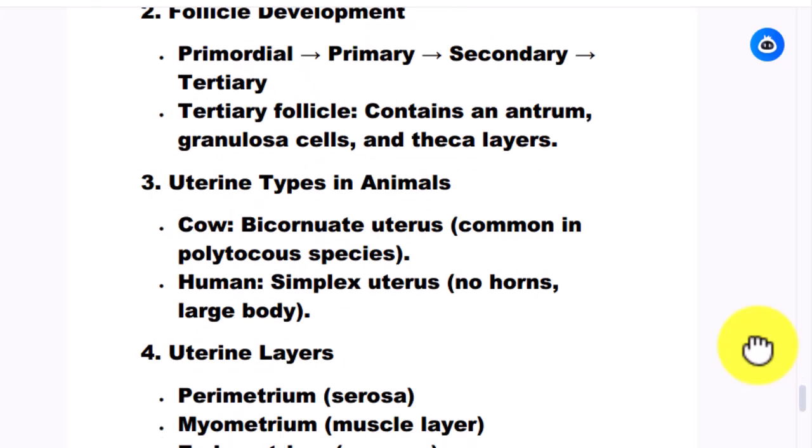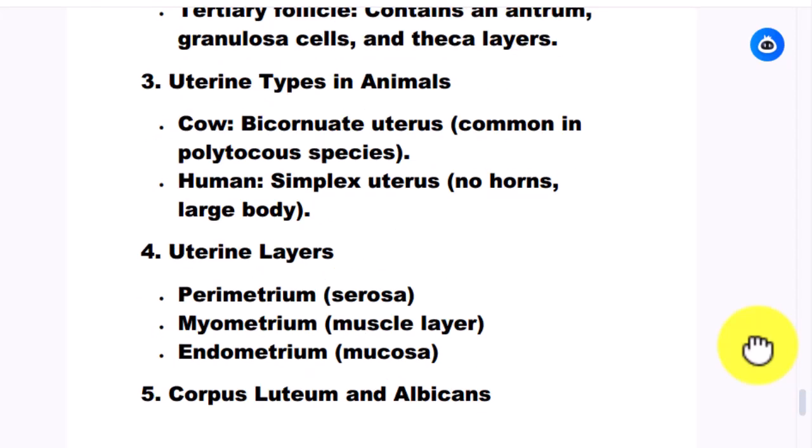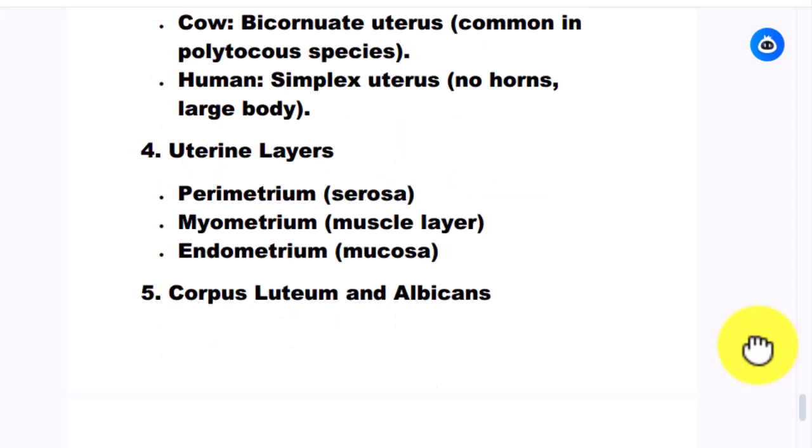Uterine types in animals: cow, bicornuate uterus. Human, simplex uterus, no horns, large body. Uterine layers: perimetrium serosa, myometrium muscular layer, endometrium mucosa.